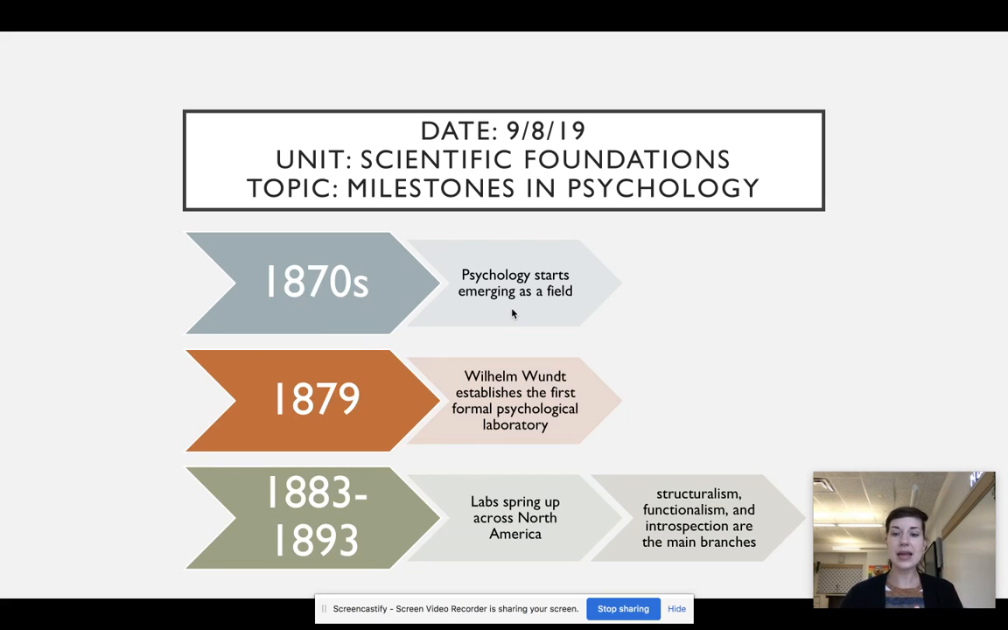And the main branches of psychology during that time were three. The first was structuralism. So this was looking at how the structure of your actual brain, the pieces of your brain. Functionalism, which is looking at what those pieces do. And introspection, which is basically like reflecting on your own mental processes and your own behavior.